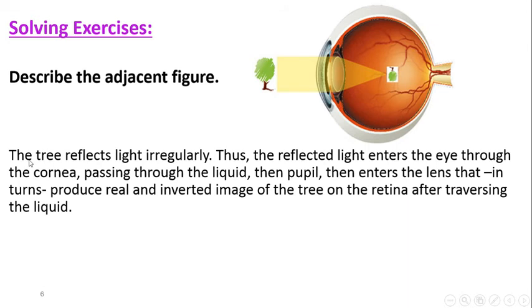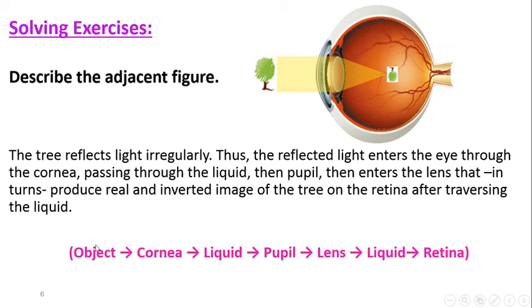Again, the last time, read with me. The tree reflects light irregularly. Thus, the reflected light enters the eye through the cornea, passing through the liquid, then the pupil, then enters the lens, which in turn produces a real and inverted image of the tree on the retina after traversing the liquid.